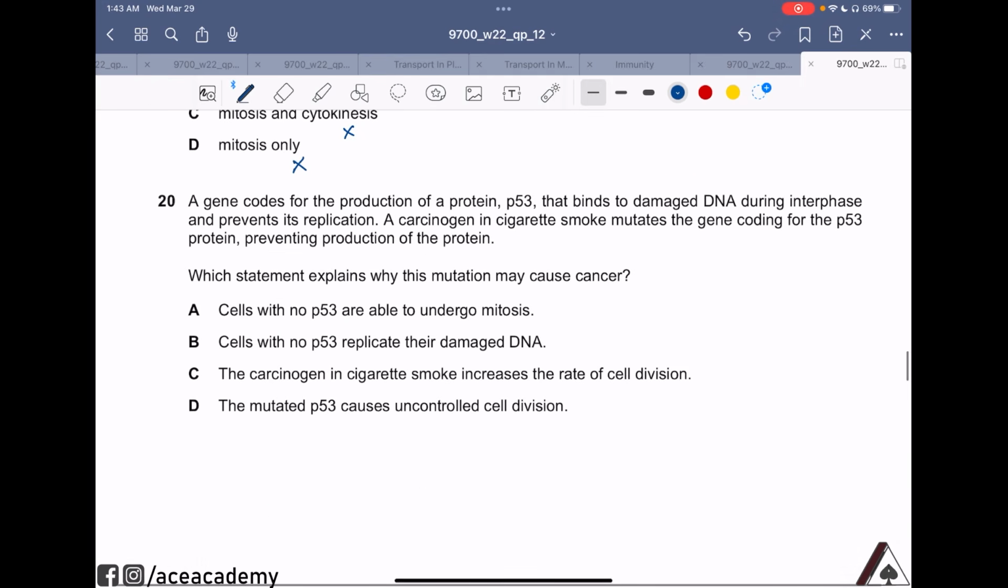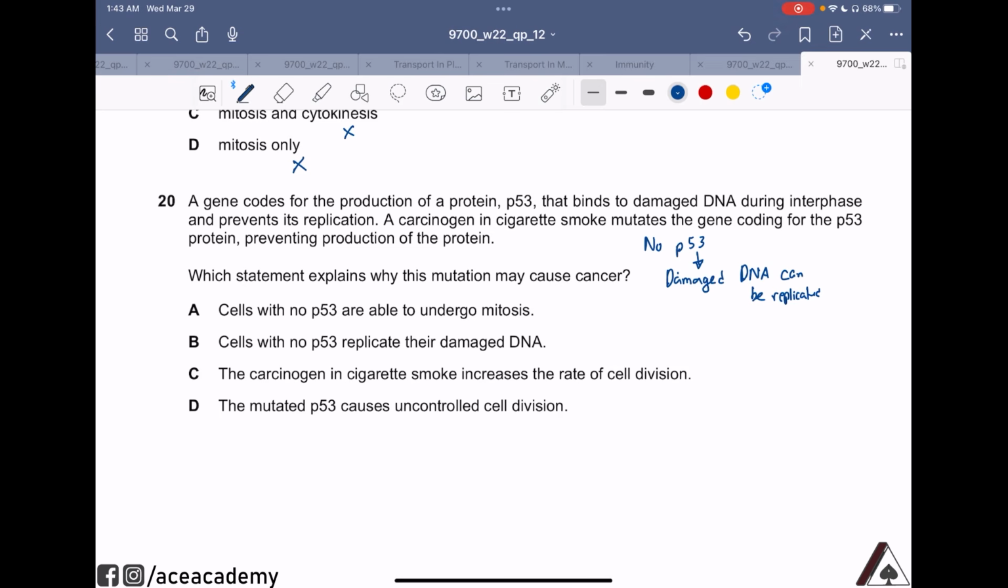Number 20. A gene codes for the production of protein P53 that binds to damaged DNA during interphase and prevents its replication. So, in a scenario in which there is no P53, damaged DNA can be replicated. Okay. A carcinogen in cigarette smoke mutates the gene coding for the P53 protein, preventing production of the protein. Which statement explains why this mutation may cause cancer?